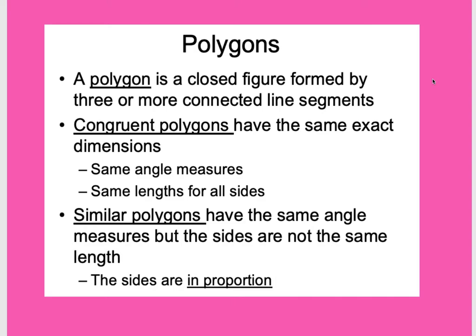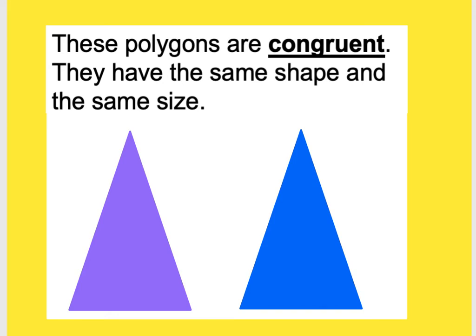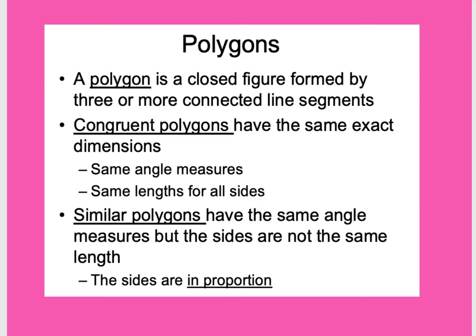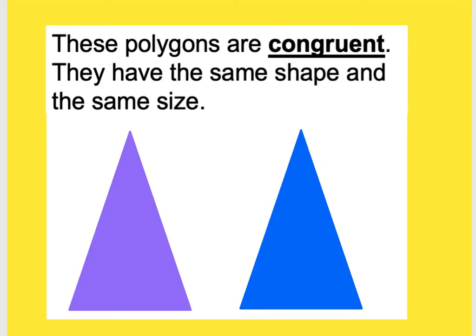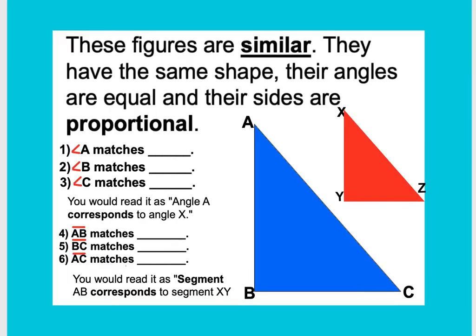We talked about triangles, quadrilaterals, pentagons, hexagons, octagons. Any straight sides that close are polygons. Congruent polygons have the same angle measure and the same side lengths. We just said two that look exactly alike, same side length, same angle measures, are congruent. But similar polygons have the same angle measure but different side lengths. That makes their side lengths in proportion but different sizes.